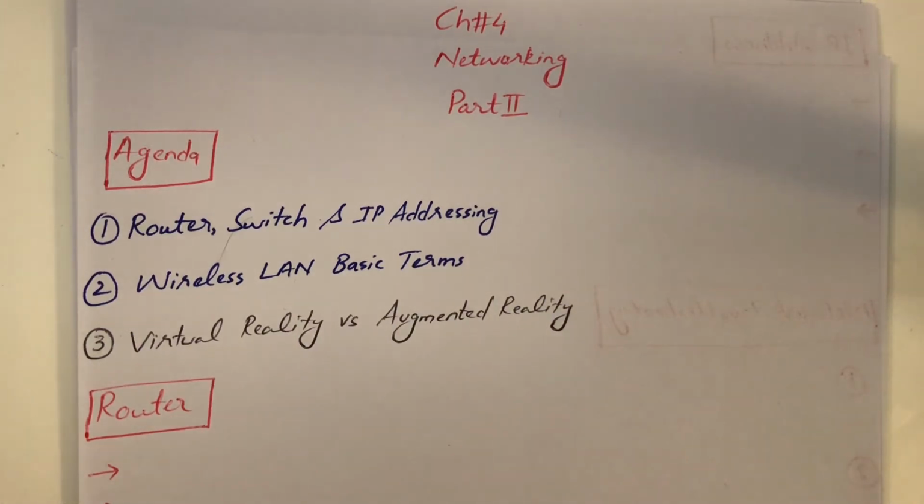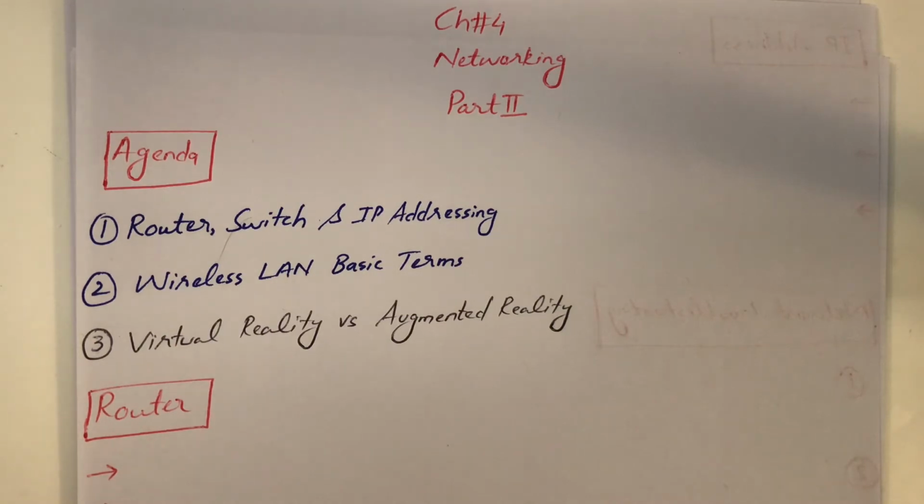Okay guys, so today we will talk about chapter 4 part 2. It's the continuation of our first part where we discussed the definition of networking. We discussed the types of network, and then we also discussed different transmission media, the types of the transmission media, the difference between prepaid and postpaid, and we also discussed some network devices as well.